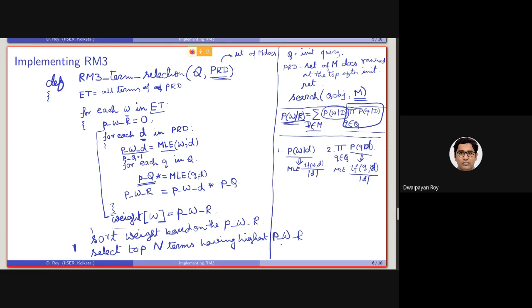So after the completion of this, we have selected a set of n terms based on their weight or their importance, or mathematically based on their P(W|R) value. Up to this, is there any question on how we can do the implementation?